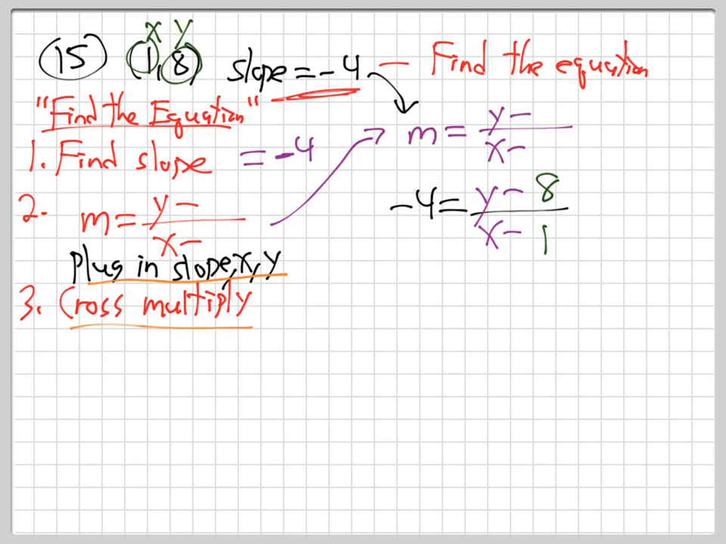Now, what's step 3? Cross multiply. How do we cross multiply? What am I talking about? Put this over 1 and go diagonal, diagonal. Have you seen that before? Two equal fractions, diagonal, diagonal. Cross multiply. So -4 times (x minus 1) is 1 times (y minus 8). That's a technique we'll use a lot in this class. Cross multiply, so these two multiply and these two multiply.